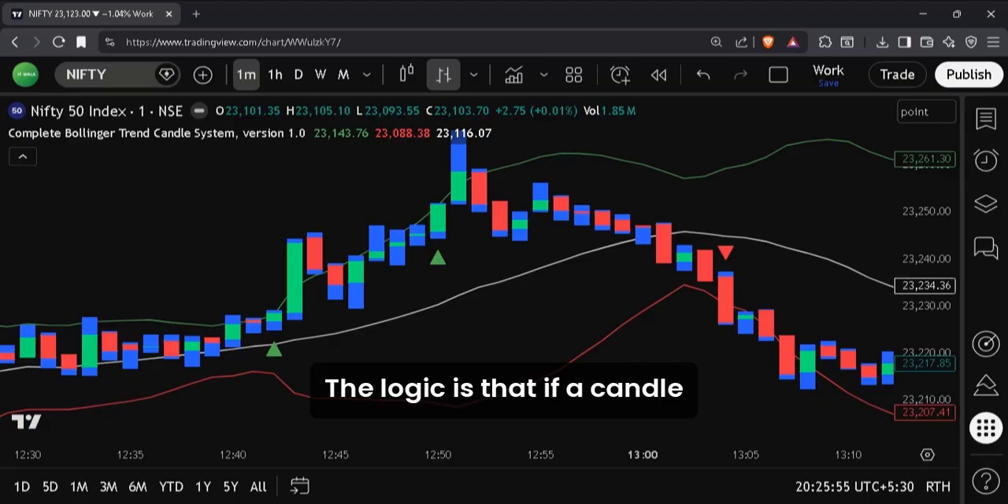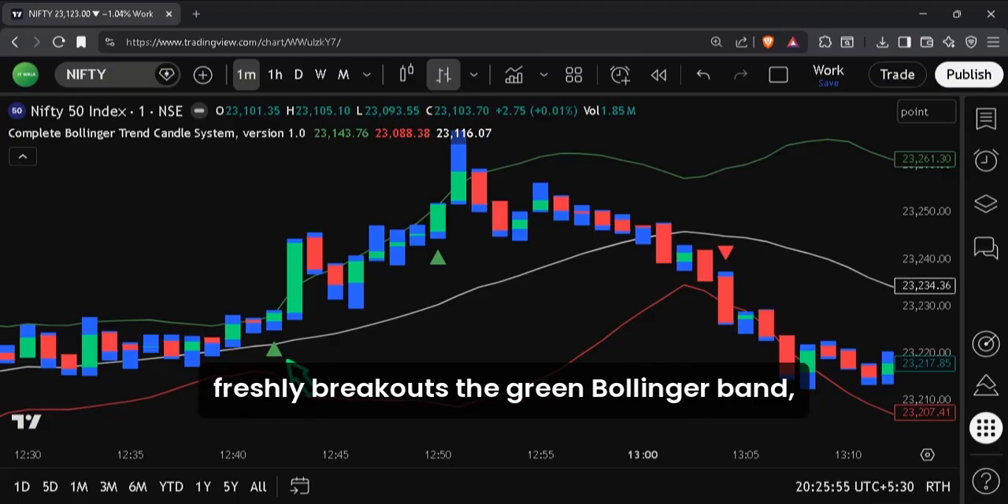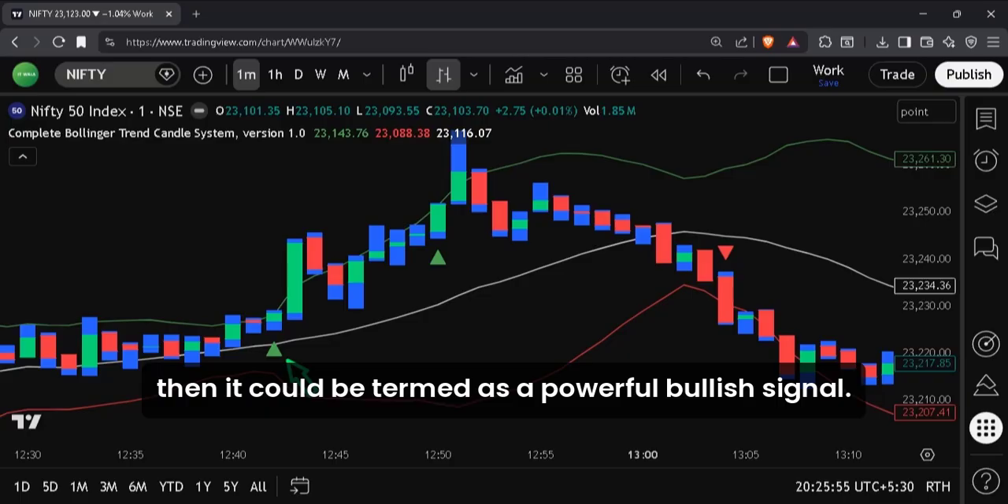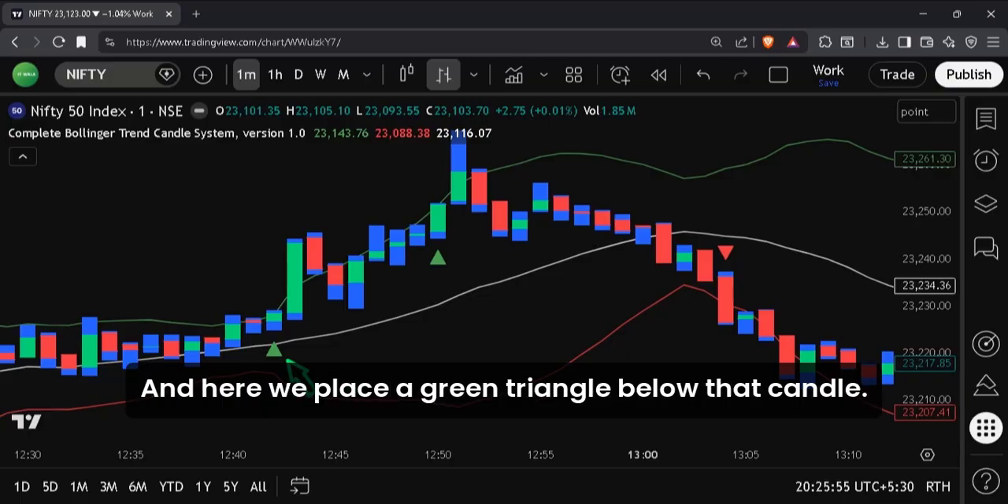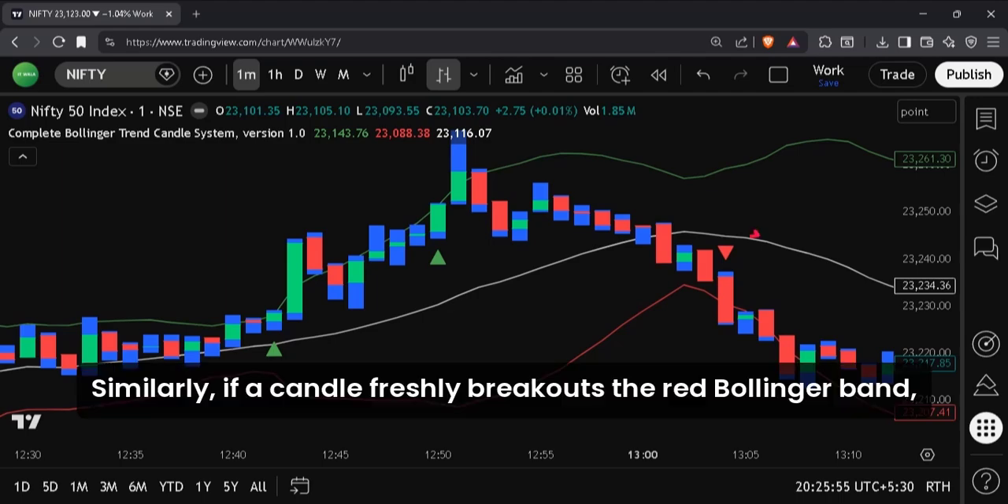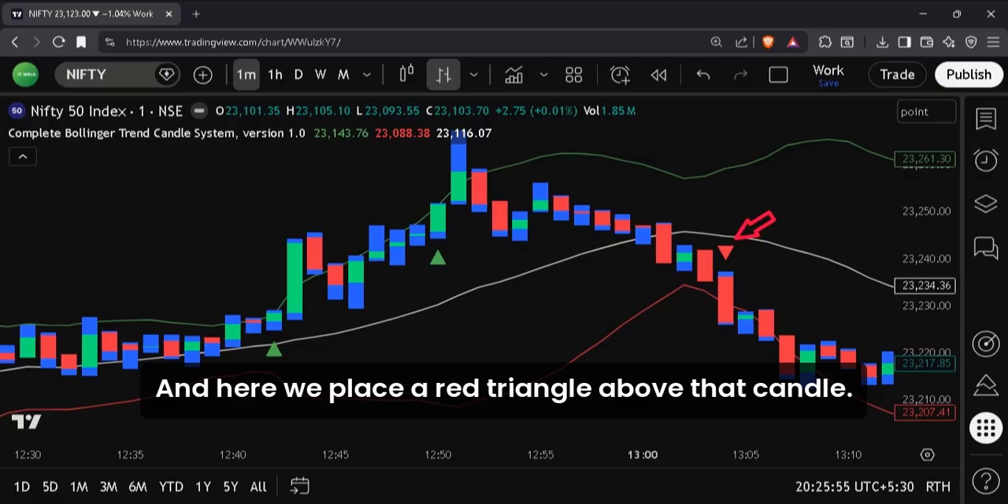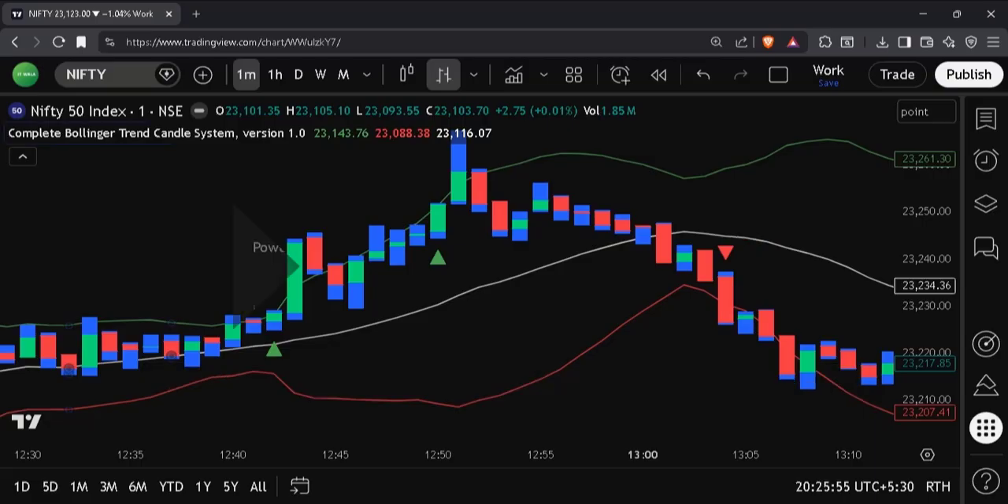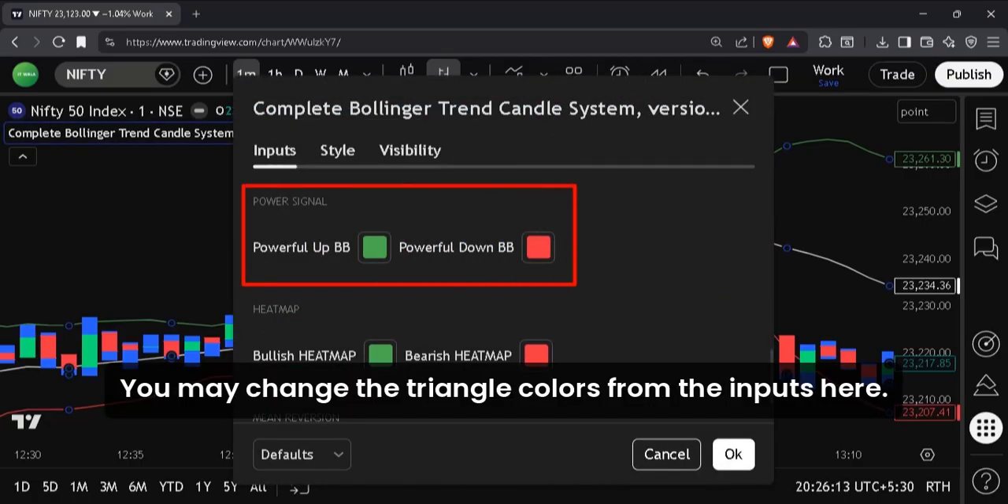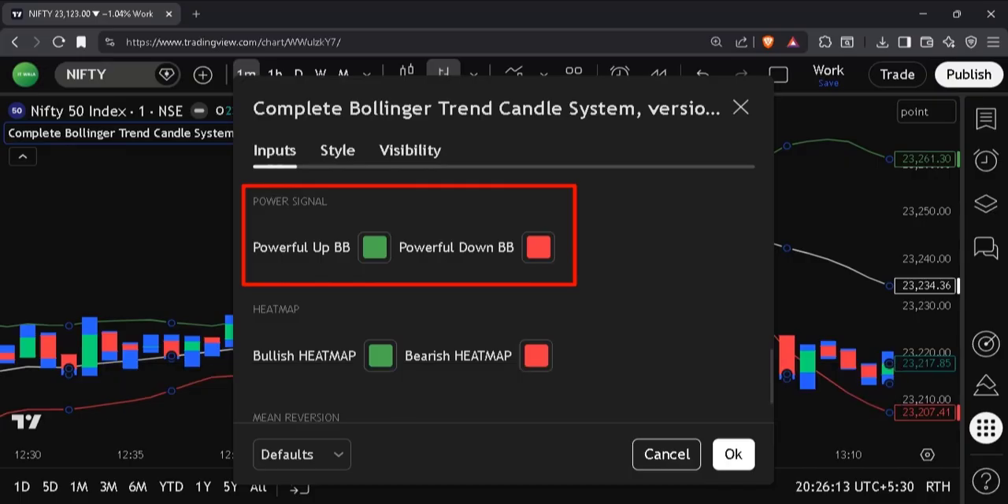The logic is that, if a candle freshly breaks out of the green Bollinger Band, then it could be termed a powerful bullish signal. And here we place a green triangle below that candle. Similarly, if a candle freshly breaks out of the red Bollinger Band, then it could be termed a powerful bearish signal. And here we place a red triangle above that candle. You may change the triangle colors from the inputs here.